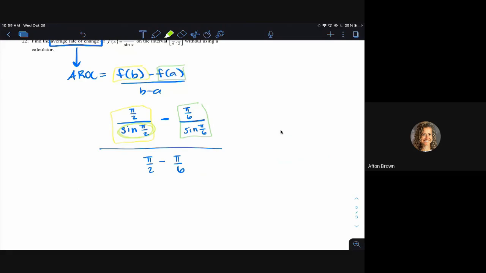For me, I think of the graph. I kind of visualize the graph. Sine at pi halves is 1. So when I rewrite this, I've got pi halves divided by 1. I'll deal with that later. Over here, I have pi 6 divided by sine at pi 6.